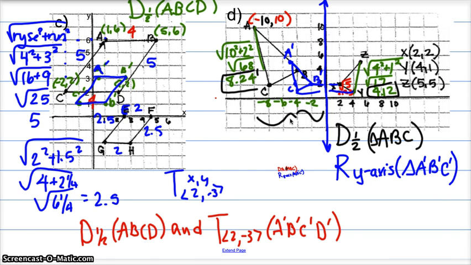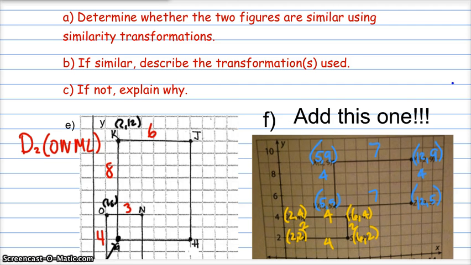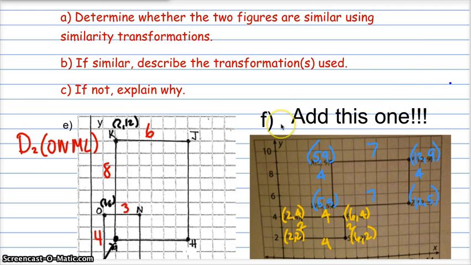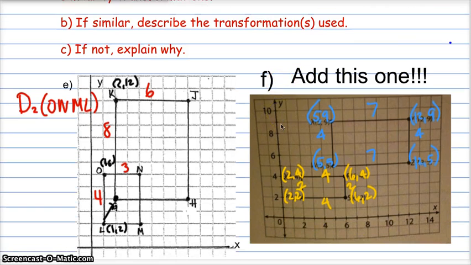2 more examples. These ones are worked out for you, but I would like to take a moment to explain them. What we did for letter E was we counted the side lengths of the rectangles and found that KJ was 6 and that ON was 3, so dilated, cut in half. KJ was 8 and OL was 4, so cut in half again. So looking back at it, realizing that from the 6 to the 3 was cut in half, and from the 8 to the 4 was cut in half.